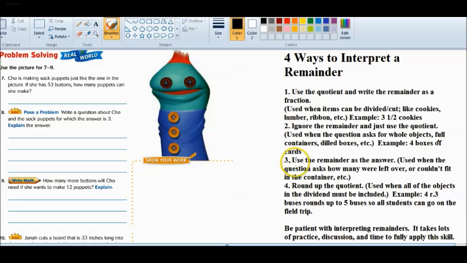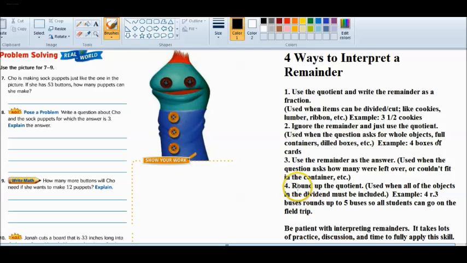Now number 3, you could sometimes use the remainder as the answer. Remember today we asked if you each could have whole cookies when you had 3 cookies shared between 2 people, and I asked how many cookies would be left over. The answer would be 1, because now we're asking how many aren't going to be used. So it's used when the question asks how many were, here's a keyword, left over, or couldn't fit in the container. Some sort of wording like that in your word problem.